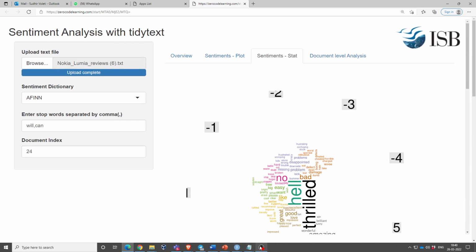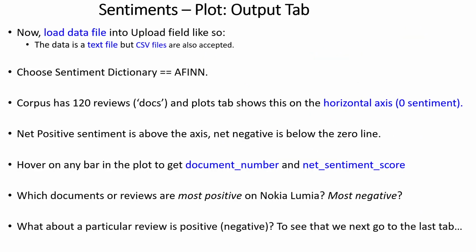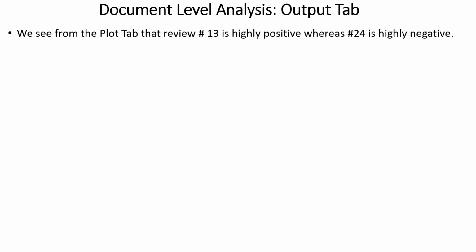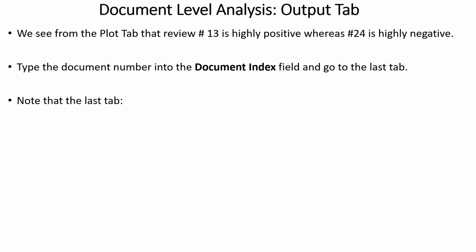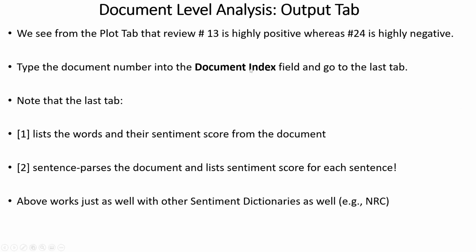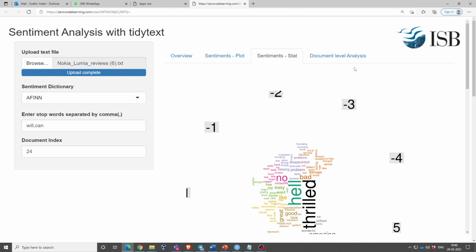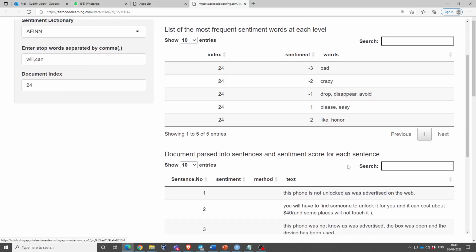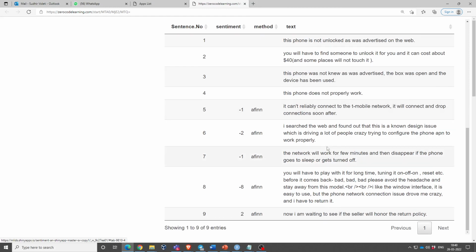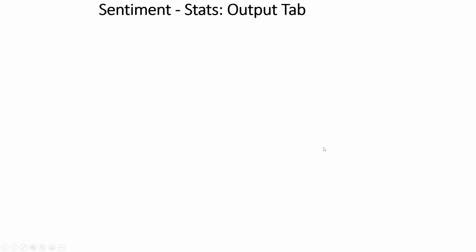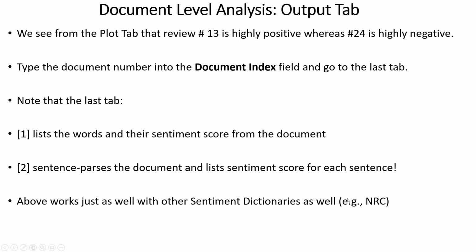Now I will just conclude very quickly by running through this. So we went to the document level analysis. We found these two are highly positive, highly negative. We typed the number into the document index, and this is what we found: list of words and sentence parsing in the document. This works just as well for other dictionaries, for instance, NRC.